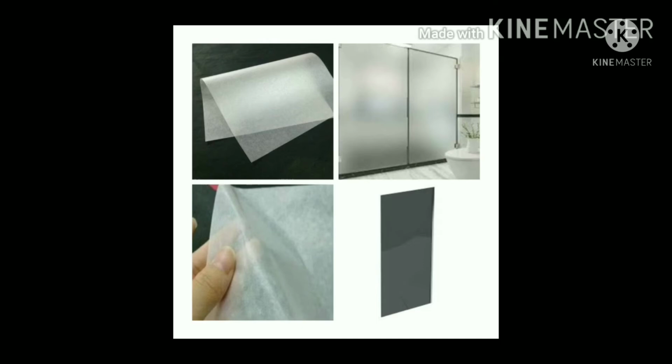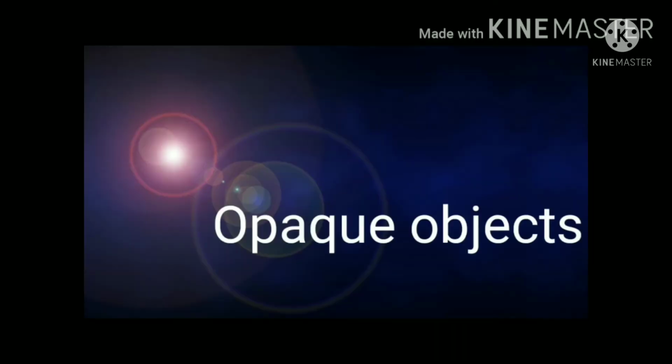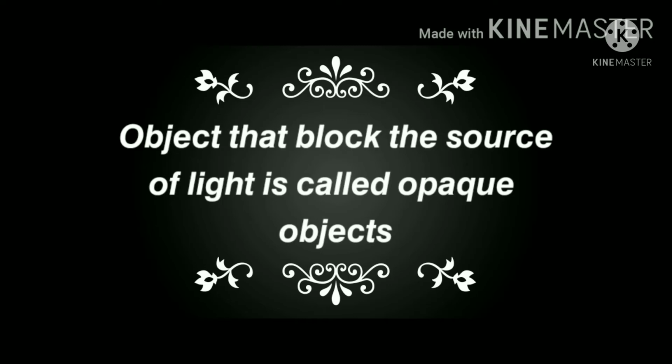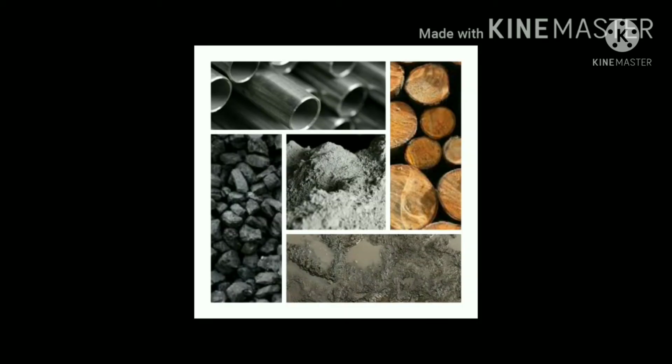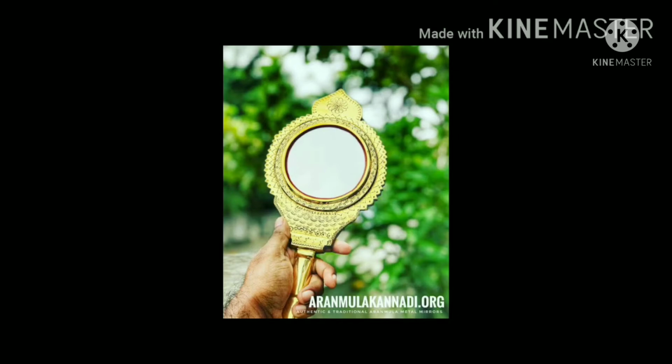Then which is the next type? Yeah, opaque materials, isn't it? Materials that completely block light are called opaque materials. We will not be able to see through these materials. Examples of opaque materials are metal, mud, cement, coal and wood, etc. A mirror is a very good example of an opaque material.